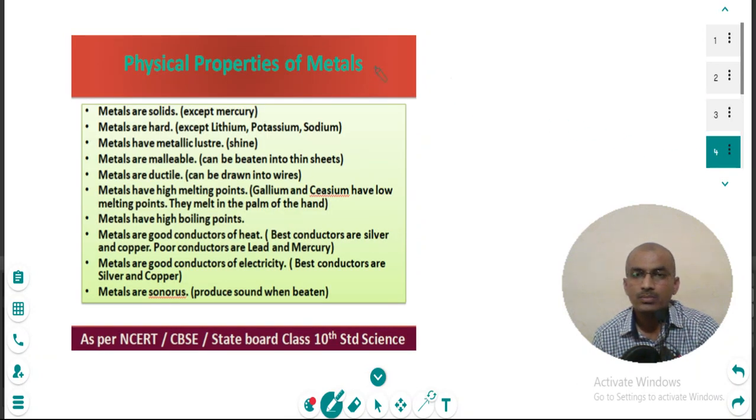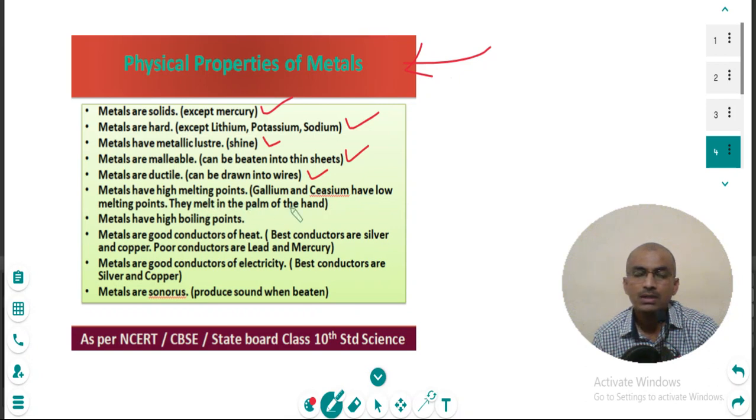Moving on, let us discuss the physical properties. What are the physical properties of metals? First, metals are solid except mercury. Metals are usually hard, with exceptions given in the bracket. You can make a note: lithium, potassium, and sodium are usually soft. Metals have a metallic luster, which means they shine. Metals are malleable, so they can be beaten into thin sheets, maybe copper sheets or aluminium sheets. Metals are ductile, they can be drawn into wires, just like a copper cable. Metals have high melting points, though gallium and cesium have low melting points.